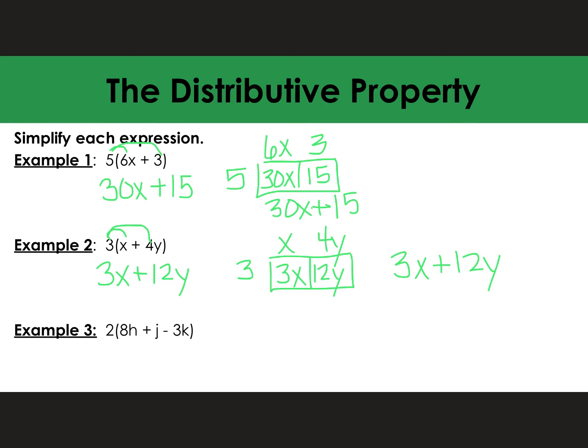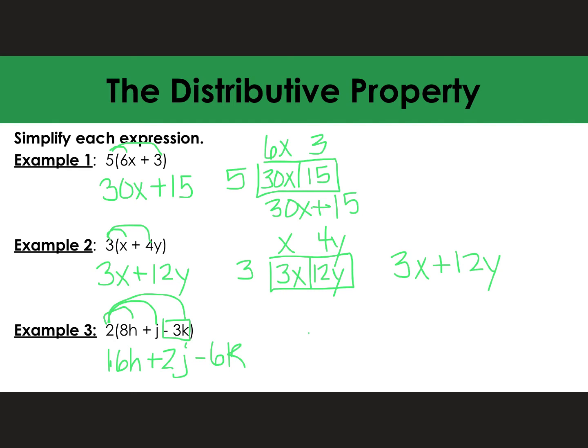This one has 3 terms, but we're going to do the same thing. You take the 2 and you multiply it by every term. So 2 times 8h: 2 times 8 is 16, and we have the h. 2 times j, and that is positive, so plus 2j. And then 2 times the sign in front of it goes with it, negative 3k, so it would be minus 6k.